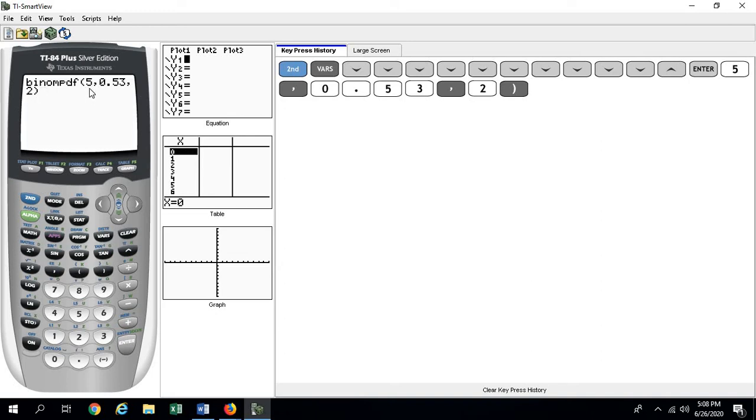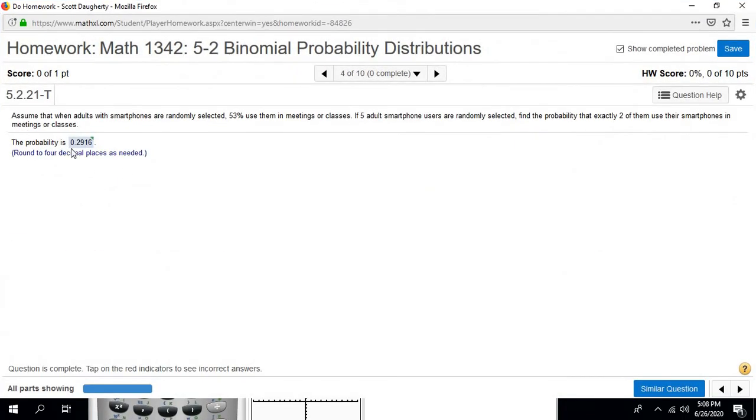The first thing you put in is n, the sample size, the fixed number of trials. The second thing is p, 0.53. And then the third thing you would plug in is x. And then after you do all that, you might want to close the parentheses off using this button here, and then just make sure you press enter. And you can see that the probability is about 0.2916. And of course, they want us to round to 4 decimal places. So 0.2916 would be the answer. And you can see that that's what they've got here.